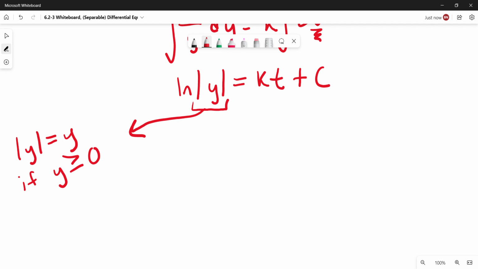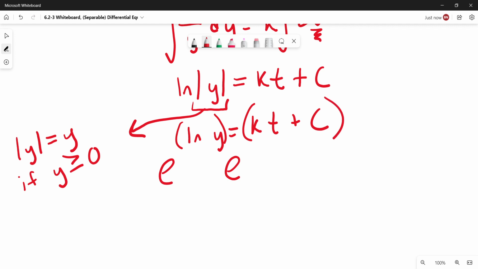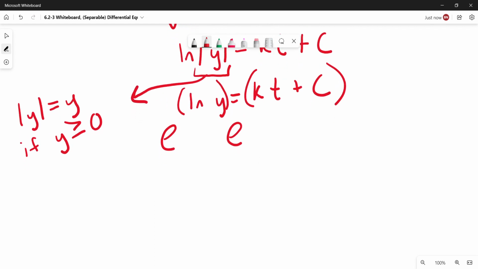Okay, so we're going to rewrite ln y equals kt plus c. Again, we want to solve for y though. We don't want to just leave it like this. So to solve this for y, we're going to raise e to the power of both sides, e to the power of this whole side. This is super important. You cannot raise e to the power of just the kt and then have an extra plus c. That's not how this works. e to the power of ln y is just y.